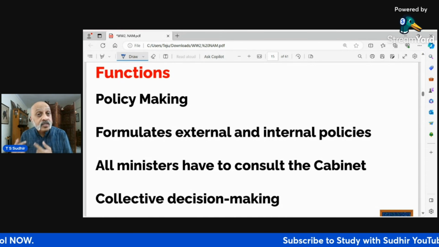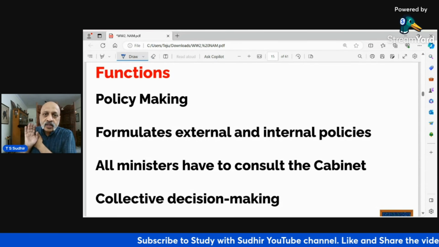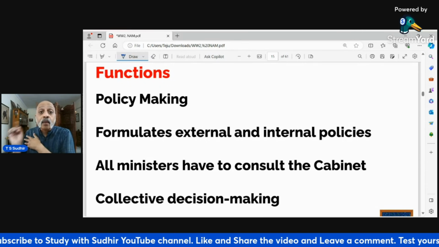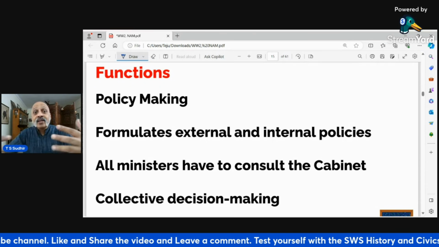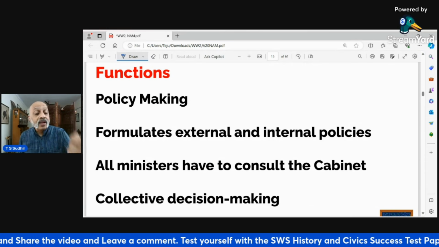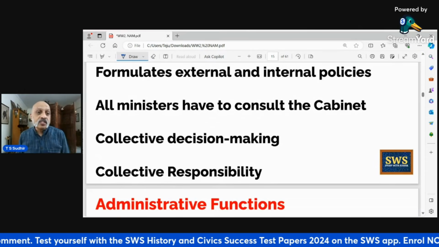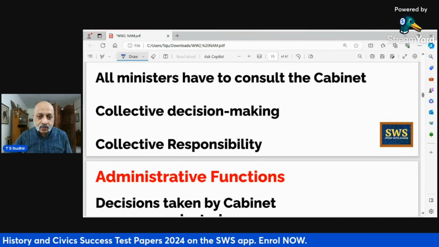As I said, all ministers have to consult the cabinet. The transport minister or the industry minister cannot say that I will do it on my own. He has to get the approval of the cabinet, which is why they decide collectively before any policy decision can be taken. So it is called collective decision making, and therefore it is called collective responsibility. What does that mean?